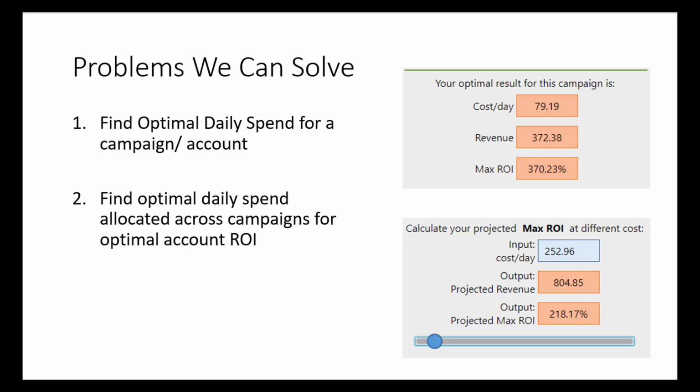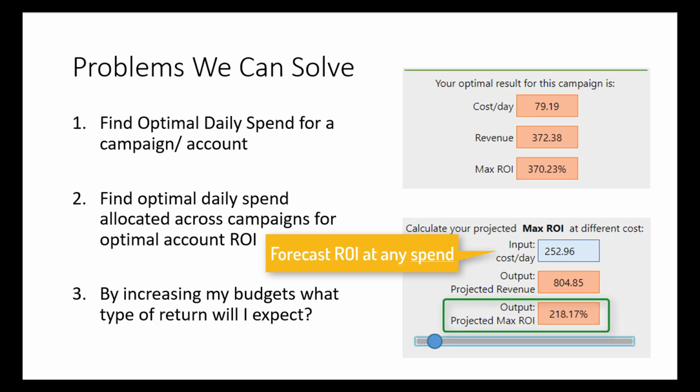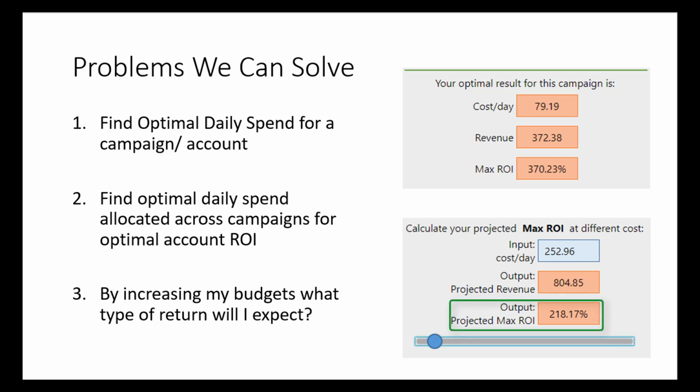And the third problem that you can solve with the tool is, and this is something that I get asked all the time by clients, that if I increase my budget from X dollars a day to Y dollars a day, what kind of return will I expect? So if I go from $5,000 a month to $10,000 a month in my account, what can I expect to get out of it? So again, in the past, you can kind of estimate, but now what we can do with this tool is give a more mathematically sound approach to understanding this based on historical data.